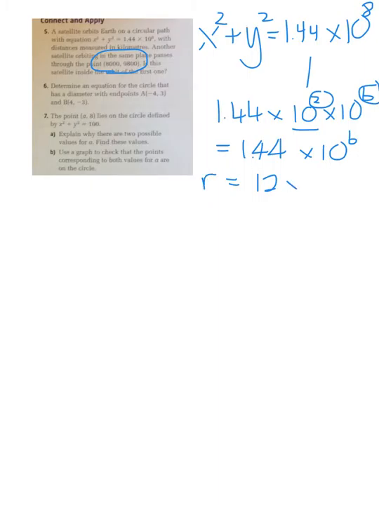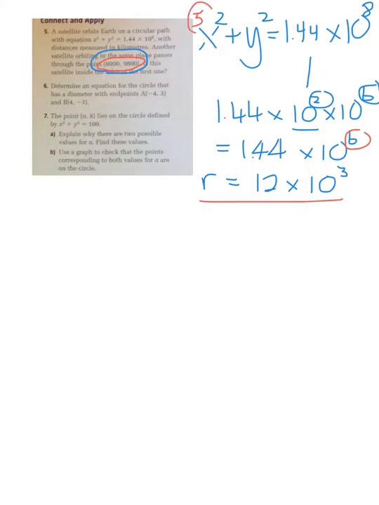So the radius is 12 times 10 to the 3. The square root of 10 to the 6th, just divide the power by 2. 6 divided by 2 is 3. So that's the radius of this question here. So you've got to now decide how far this point here is away from the center by using the distance formula.